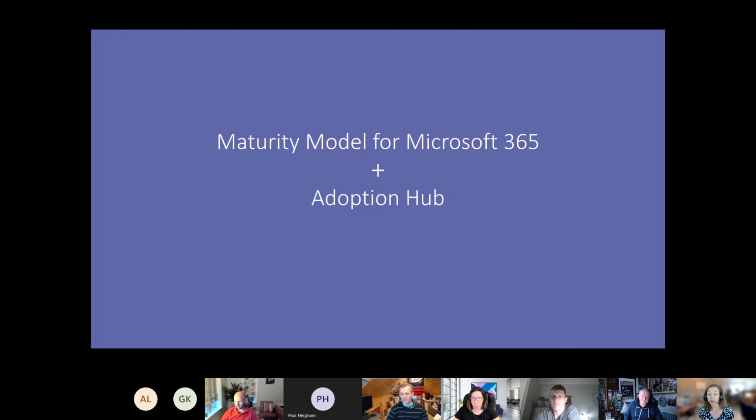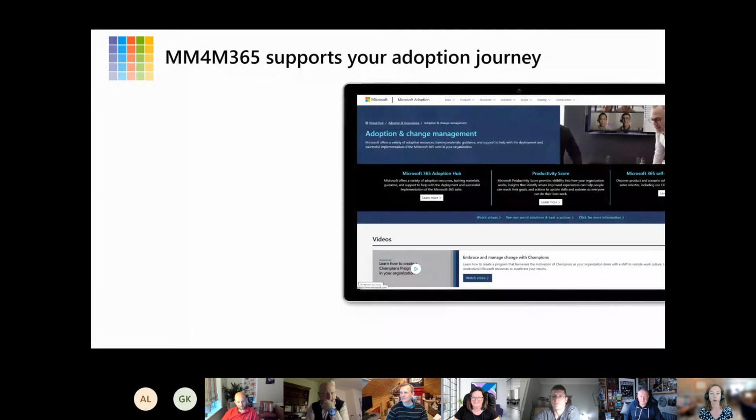So now that we know what we're trying to achieve with our outcome objectives, there's a pretty big free resource. Has anyone worked with the Adoption Hub before? Okay, awesome. I see Sarah has, Simon has. Cool. I'll be pretty light on it, but this helps support a lot of the maturity model conversations.